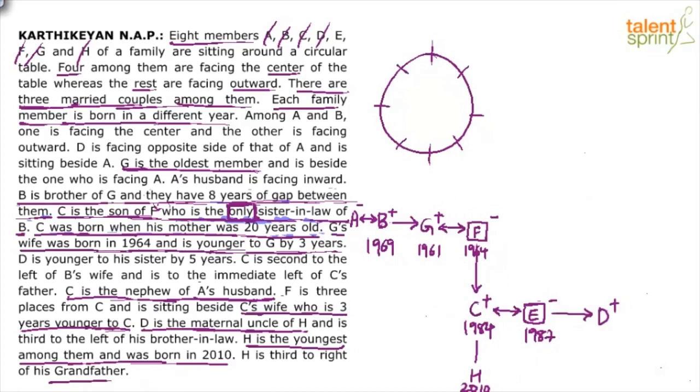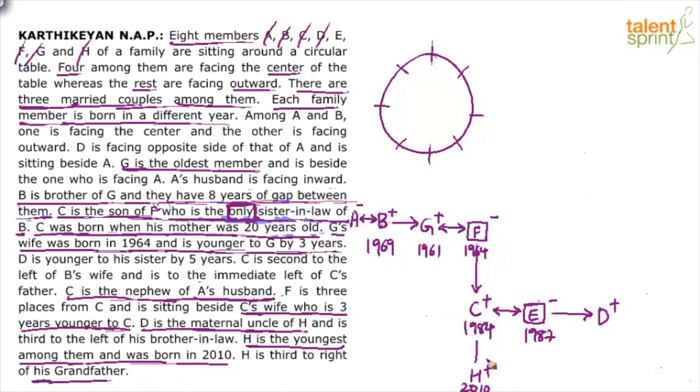H is youngest among them and was born in 2010. H is third to the right of his grandfather. That also concludes that H is a male child. His grandfather means what? H is a grandson, and we are using the pronoun his, which means H is male. So we know the gender of all the persons: female, male, male, female, male, female, male, male.